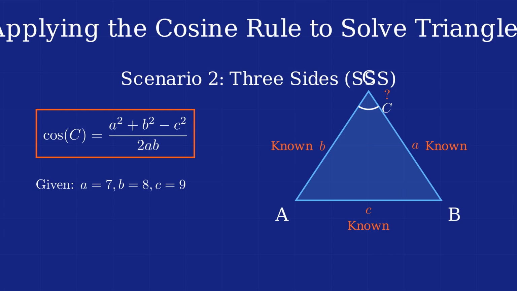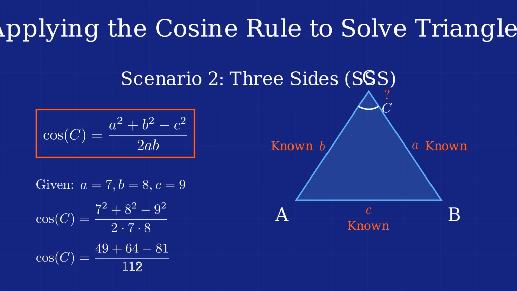Given sides A equals 7, B equals 8, and C equals 9, we can calculate angle C. Substituting into our formula, cosine of C equals 7 squared plus 8 squared minus 9 squared, all divided by 2 times 7 times 8. Simplifying, we get cosine of C equals 49 plus 64 minus 81 divided by 112. This equals 32 divided by 112, which is approximately 0.286. Taking the inverse cosine, we find that angle C is approximately 73.4 degrees.